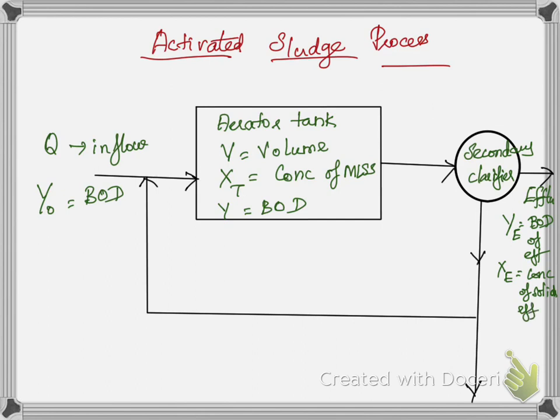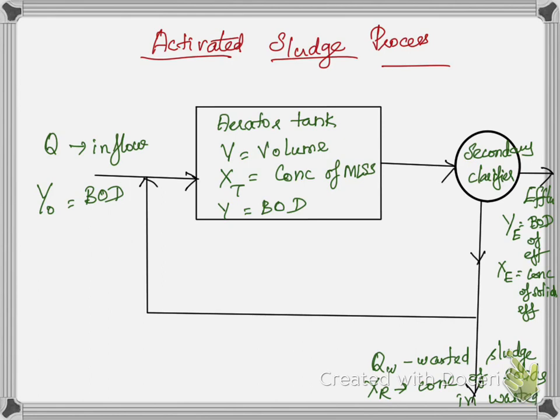Now when it comes back to here, some sludge will be wasted. So let us take this to be QW. QW will be the wasted sludge. What is the amount of sludge that is wasted? That we call QW. Next, XR be the concentration of solids in the wasted sludge.